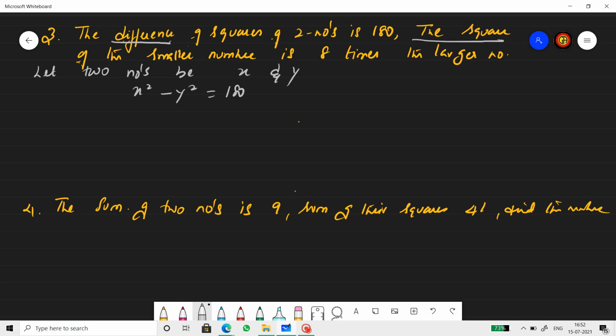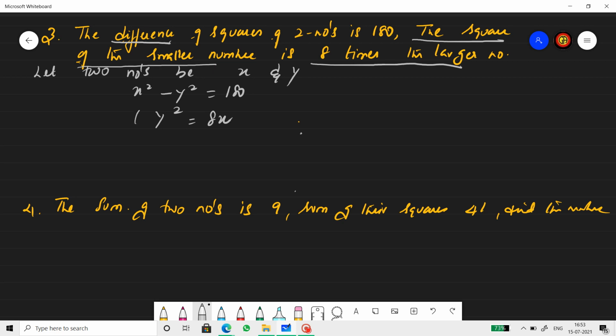Then they say the square of the smaller number is 8 times the larger number. According to my assumption, x is the larger number and y is the smaller number, because x square minus y square is positive 180. So the square of the smaller number, y square, is equal to 8 times x. This information I get from the second line of the question.